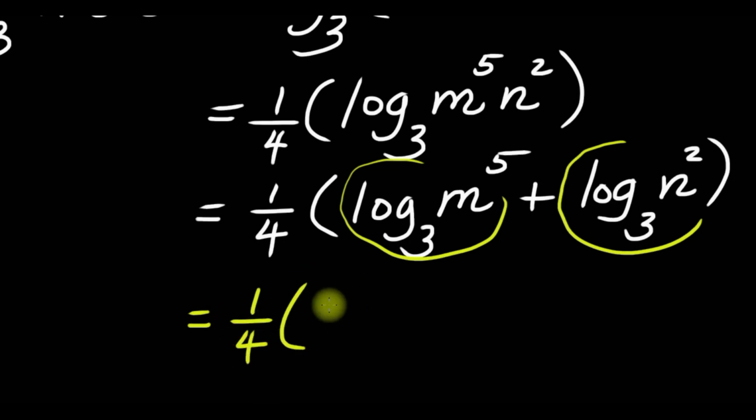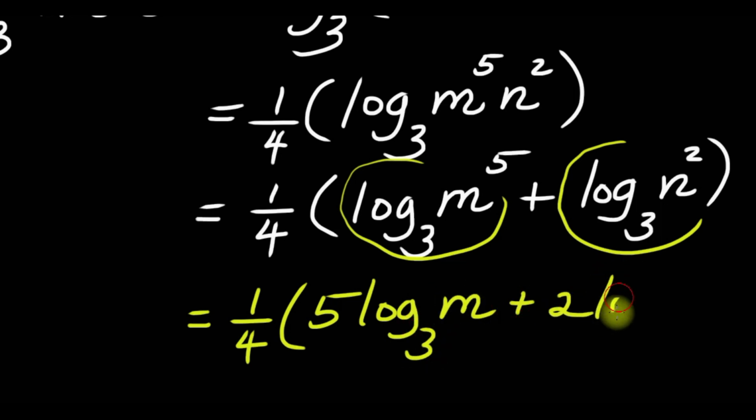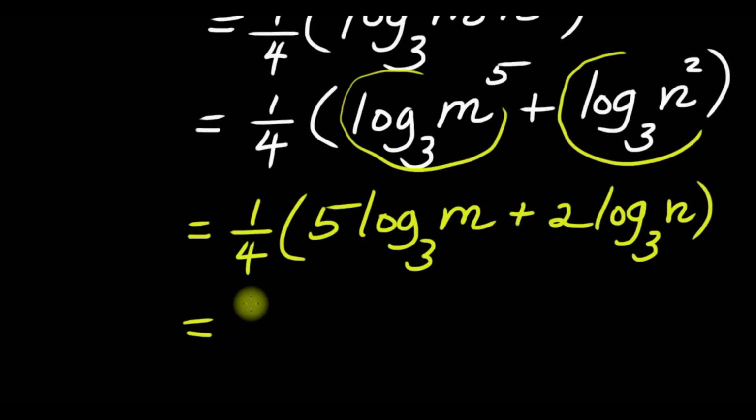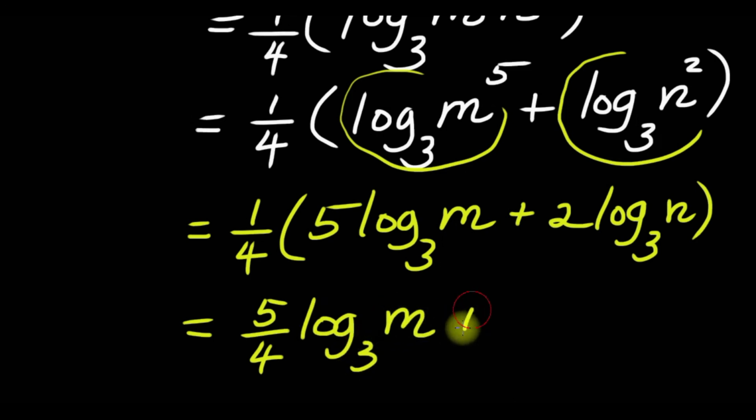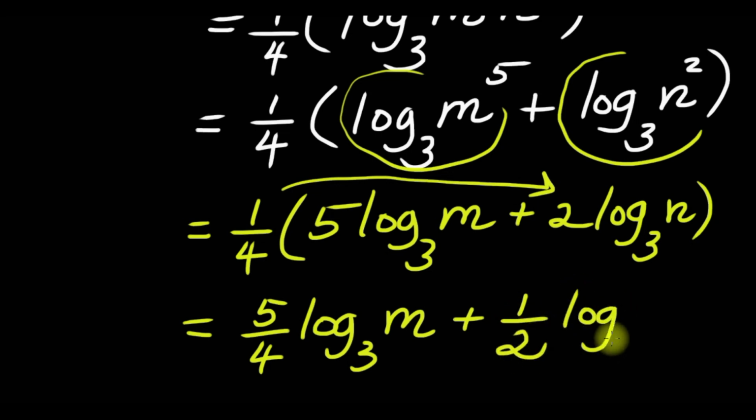So 1/4, so this would be 5 log base 3 of m plus 2 log base 3 of n. Okay, and then distribute the 1/4. I end up getting the 5/4 here. Log base 3 of m plus. Now here you're going to have 2/4, right, when you multiply. So 2/4 is the same as 1/2. So it'll be 1/2 log base 3 of n. Okay, and there you have it. This is your final answer.